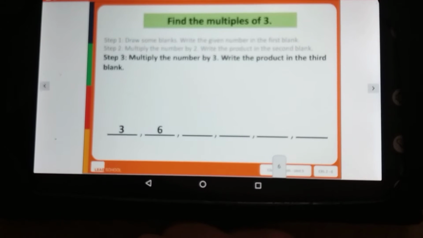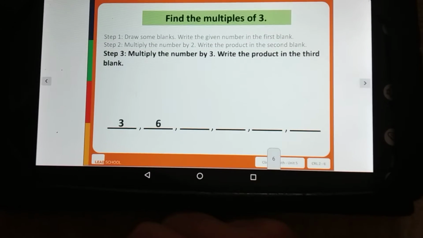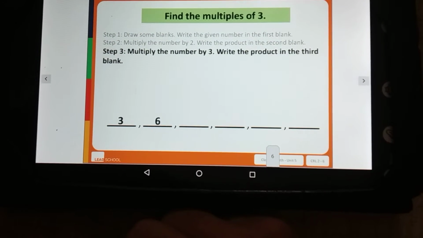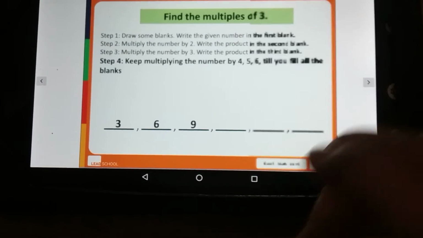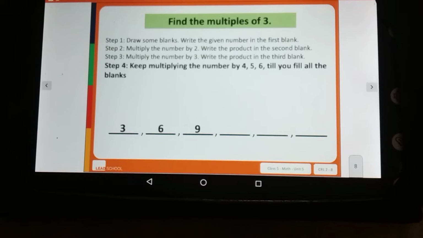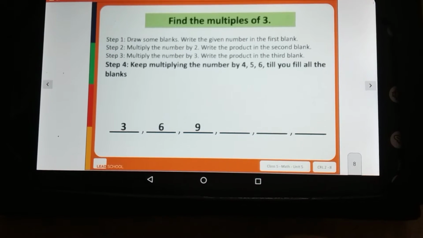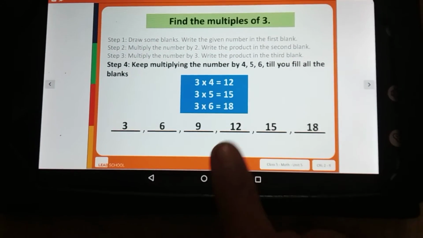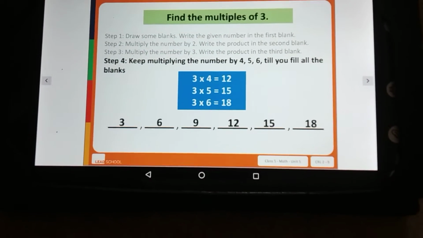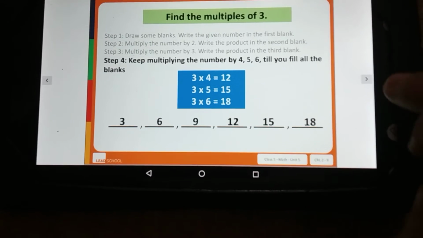Then multiply the numbers by 3. Write the products in the third blank. Now हम क्या करेंगे? Third blank में products लिखेंगे. 3 3s are 9. Same. Now skip, multiply the numbers by 4, 5, 6 till you fill all the blanks. So, 3 4s are 12, 3 5s are 15, 3 6s are 18.